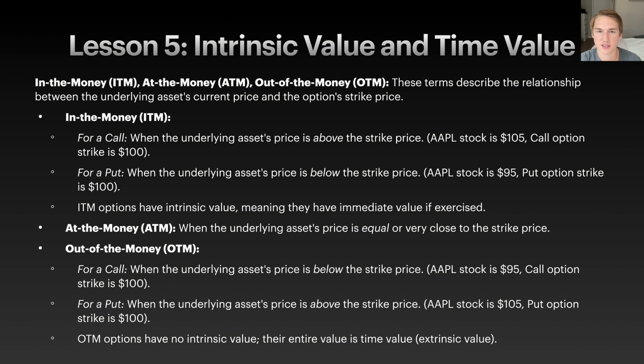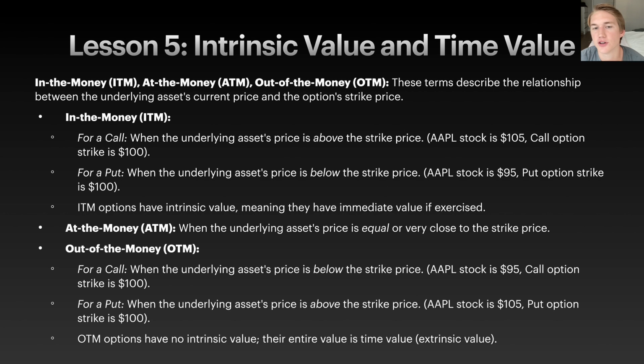For the put, it is exactly the opposite. It's when the asset's price is below the strike price. So Apple stock is at 95 and the strike price is 100. Now it's below it, which is good for a put because you're making money if the stock falls. In the money options have intrinsic value, meaning they have immediate value if exercised. Now, as day traders, we're never going to exercise the option contract, so it doesn't matter.